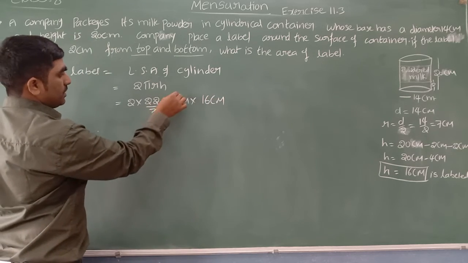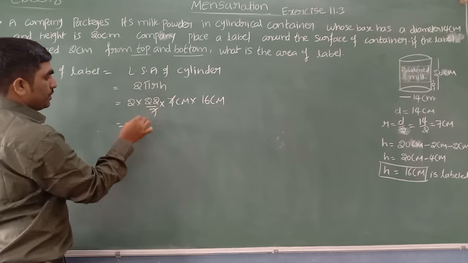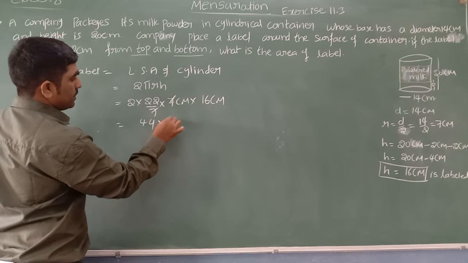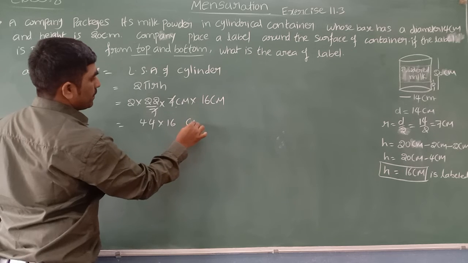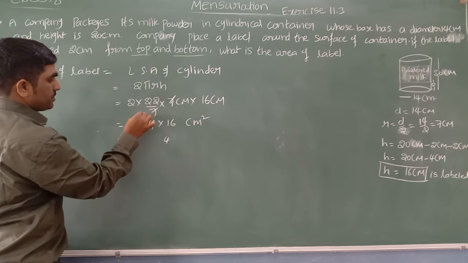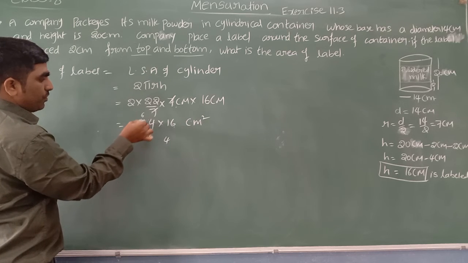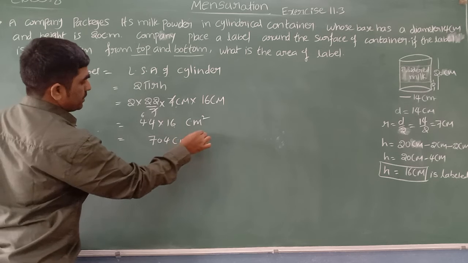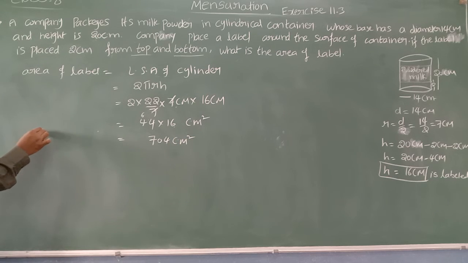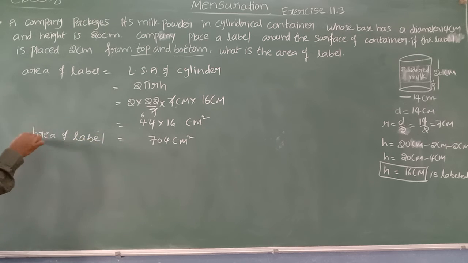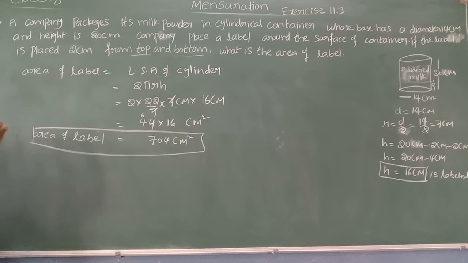Simplify this. 7 ones are 7, 7 ones are... Yes, 22 into 2, 44. 44 into 16 centimeter square. Simplify this. 16 fours are 64. 4 sixes are 24, 16 fours are 64, plus 6, 704 square centimeters. So this will become the area of the label. Area of label is equal to 704 square centimeters.